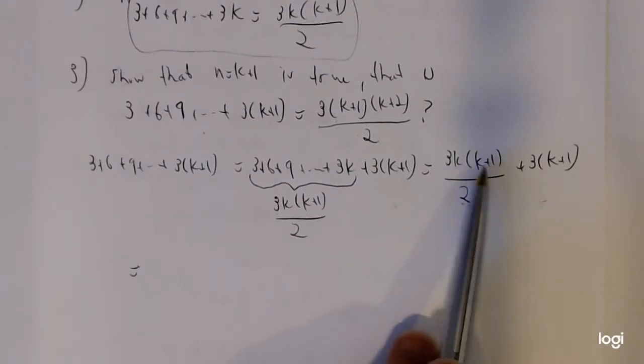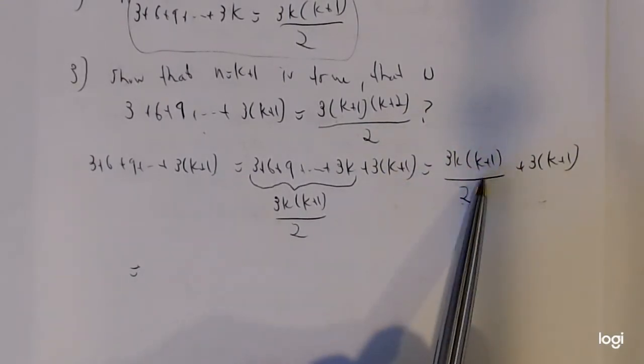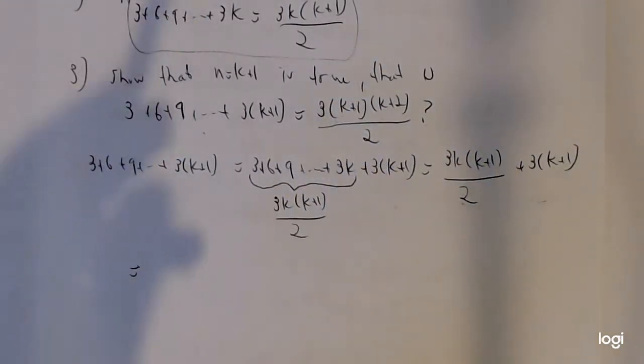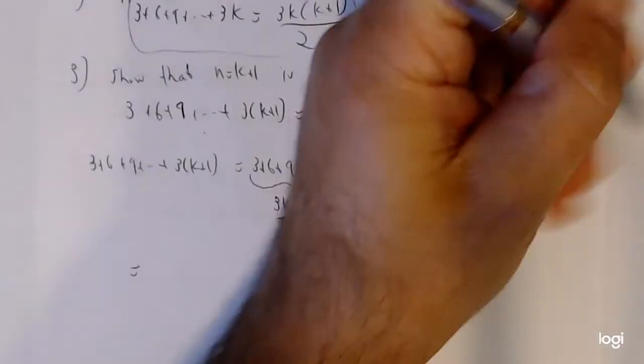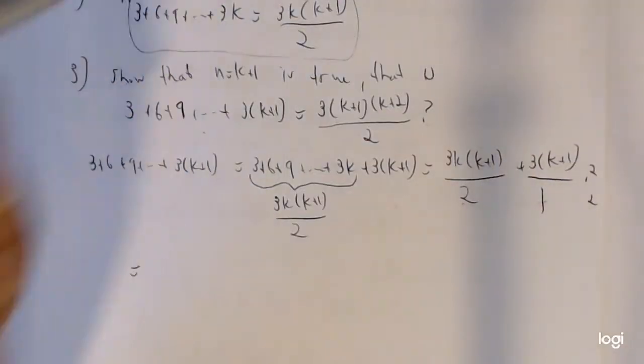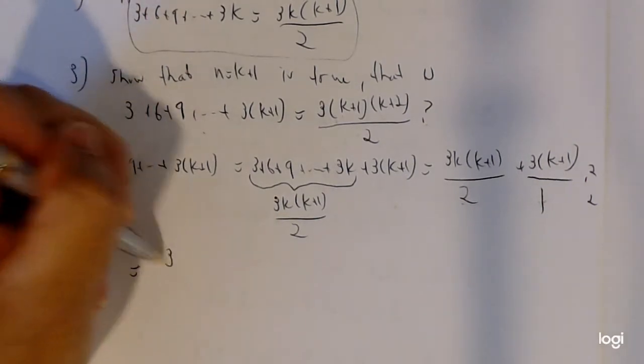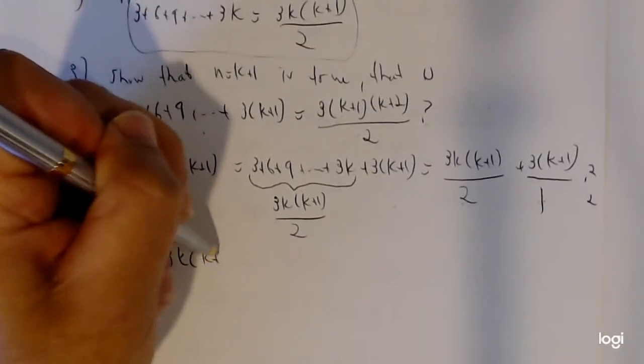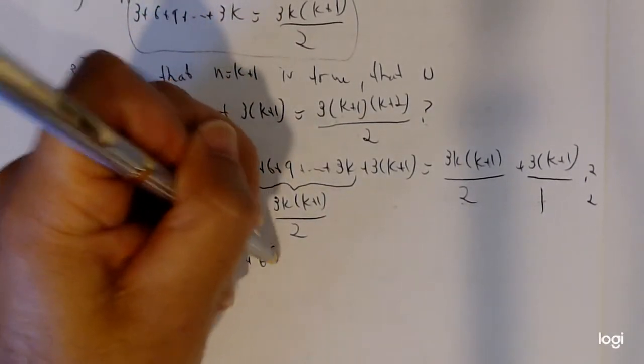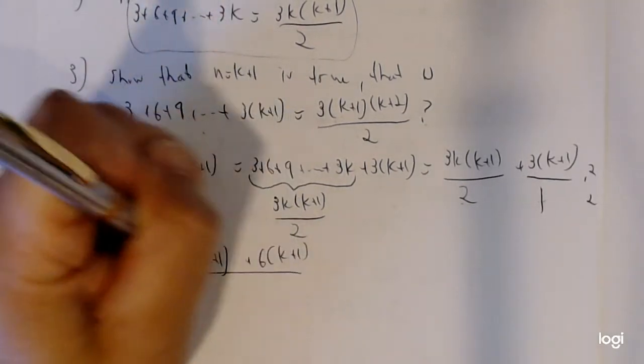If I distribute, actually I don't think I need to distribute this k plus 1. Let's get a common denominator first. So I would have to multiply top and bottom by 2. So what do I get? I get 3k times k plus 1 plus 6 times k plus 1, all over 2.